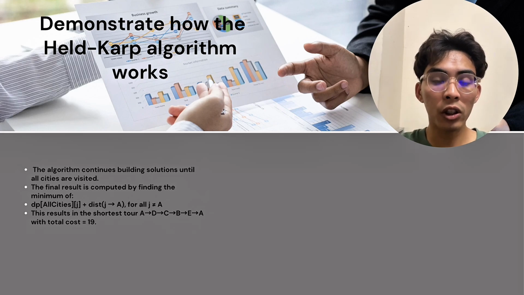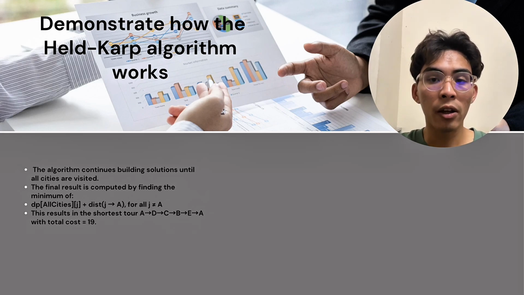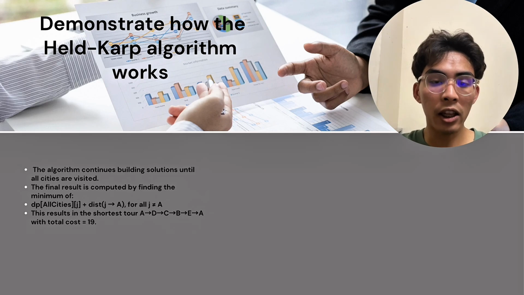The algorithm continues building larger subsets by adding a city at a time and choosing the cheapest way to reach each one. Finally, when all cities are visited, we compute the total tour cost by adding the cost to return to city A.